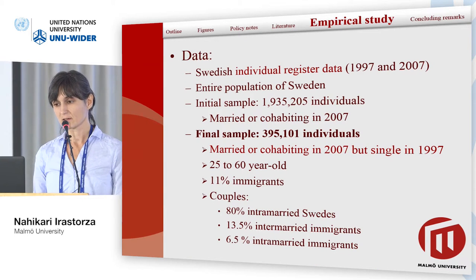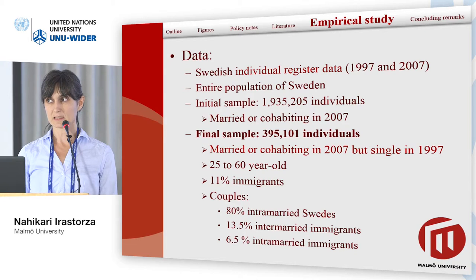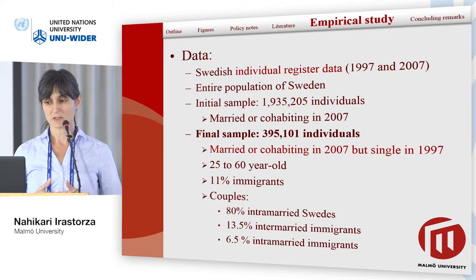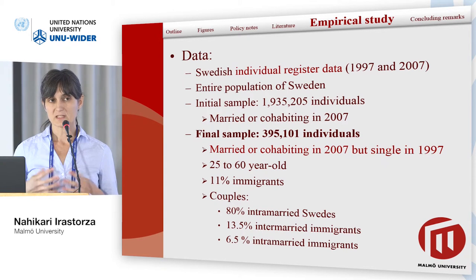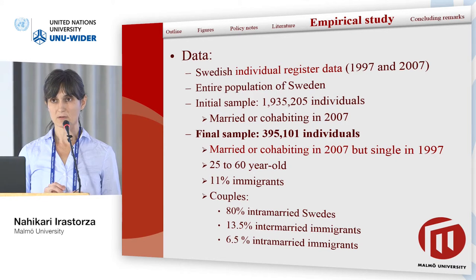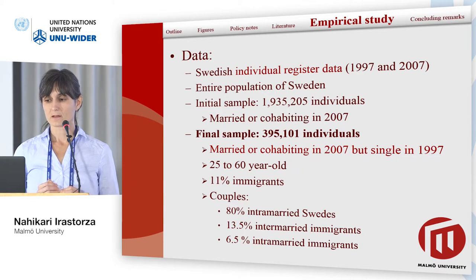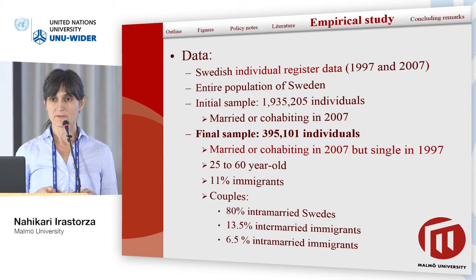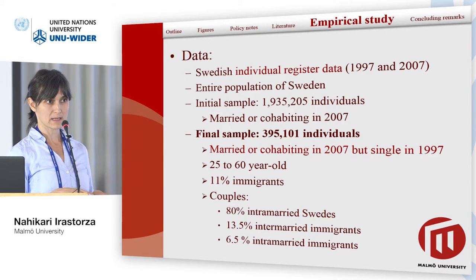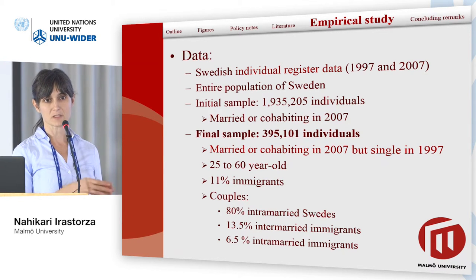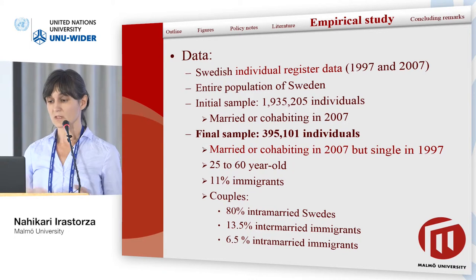We used Swedish individual register data from 1997 and 2007. And this data comprises the whole population of Sweden. We first selected married and cohabiting people in the 2007 data. And then we identified the same people in the 1997 data. But we only selected those who were single in '97 in order to see if they were actually doing better or not when they were not married to their native or immigrant partners.